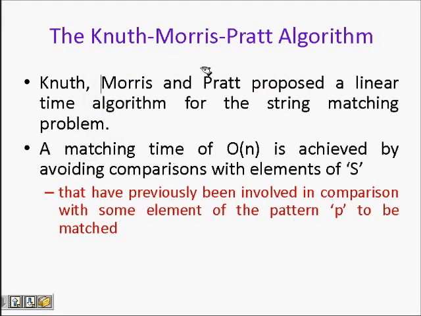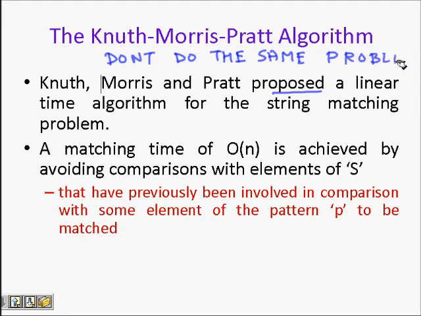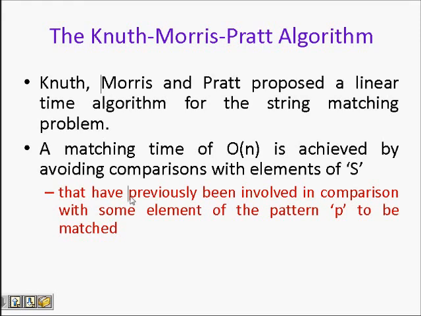Why is it so important? In fact, I got a lot of requests to put up a video on this particular algorithm. The basic idea of the Knuth-Morris-Pratt algorithm is: don't do the same thing again and again. That's the simplest idea. It is similar to dynamic programming: don't solve the same problem again and again, but try to reuse it. That's what KMP is, and it uses this basic idea very beautifully.